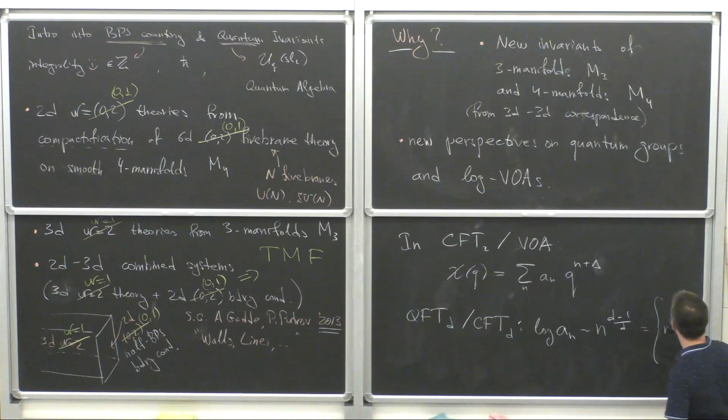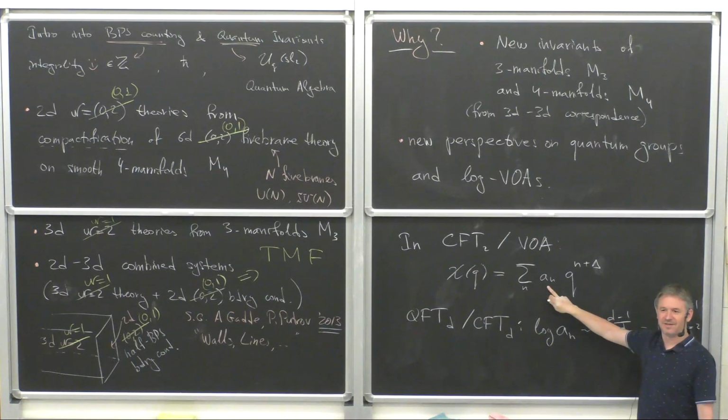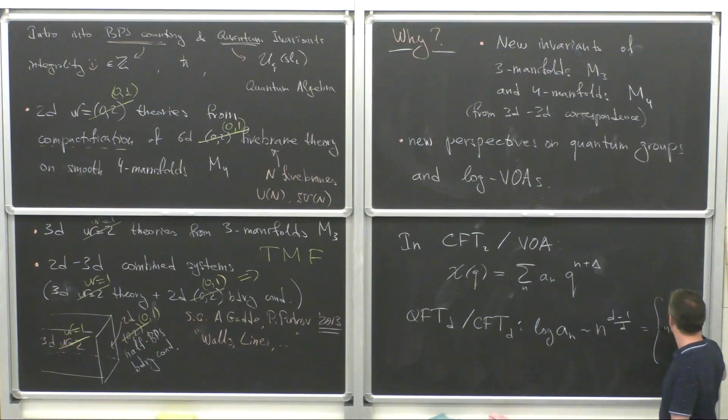d equals 1 would be the first non-trivial case. That's where we have quantum mechanics, because quantum mechanics is a 0 plus 1 dimensional QFT. You don't have space and you only have time in the quantum mechanical setup. So this tells you n to the 0. So it means that it roughly doesn't grow. And actually that's true, we just saw it earlier today. For the states of the harmonic oscillator, a_n is equal to 1 for every n. So it actually doesn't grow. So that's consistent, right? So this is n to the 0.